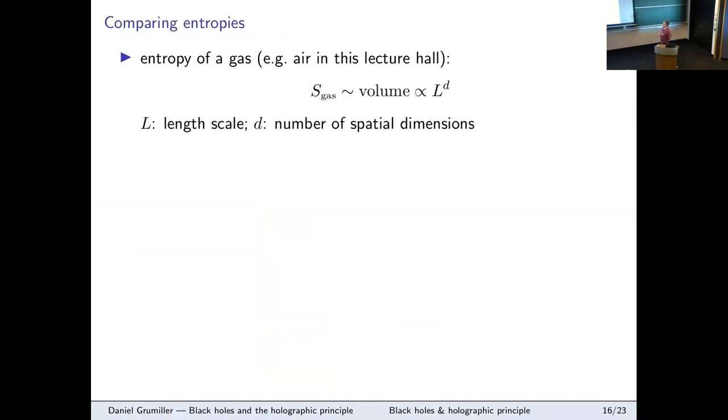So let's compare the entropy of a gas with the entropy of a black hole. So the entropy of a gas is, for instance, the entropy of the air in this lecture hall. So if I would double the volume of this lecture hall, I would essentially double the amount of information. So I would double the entropy. We call this property extensivity. It just states that the entropy scales like the volume.